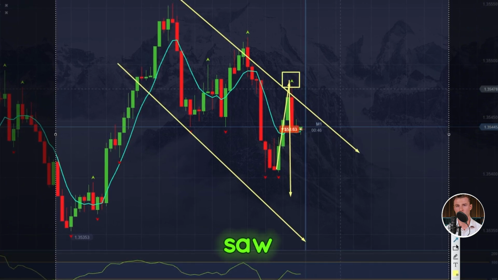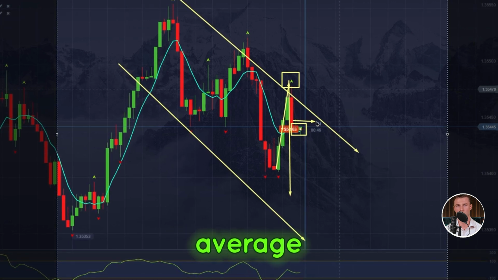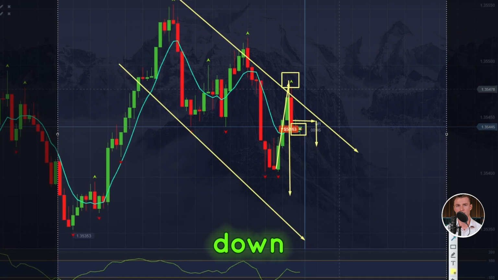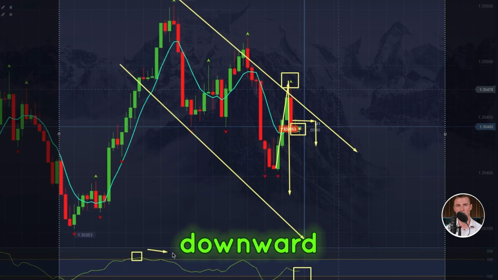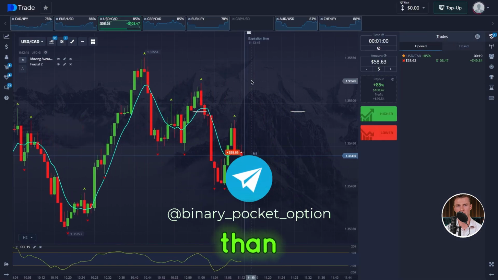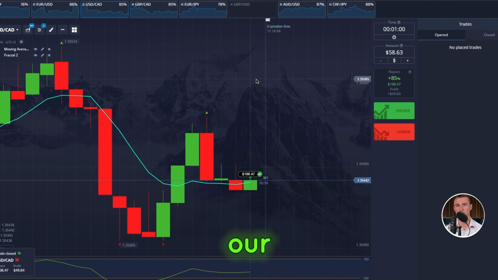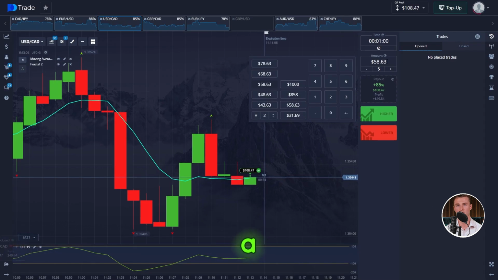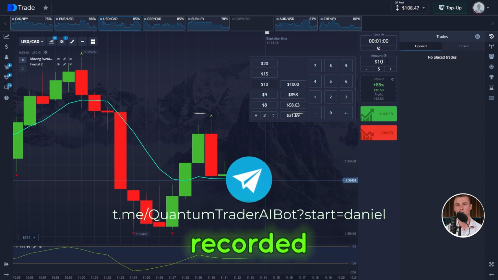Here we saw the intersection again. We had a moving average, therefore the deal opens down according to CCI. We are still seeing a downward trend. Let's look at the result of this deal. There is a little more than 15 seconds left. And our second deal is also closing in a plus. We opened two deals on the same principle and recorded a good profit.